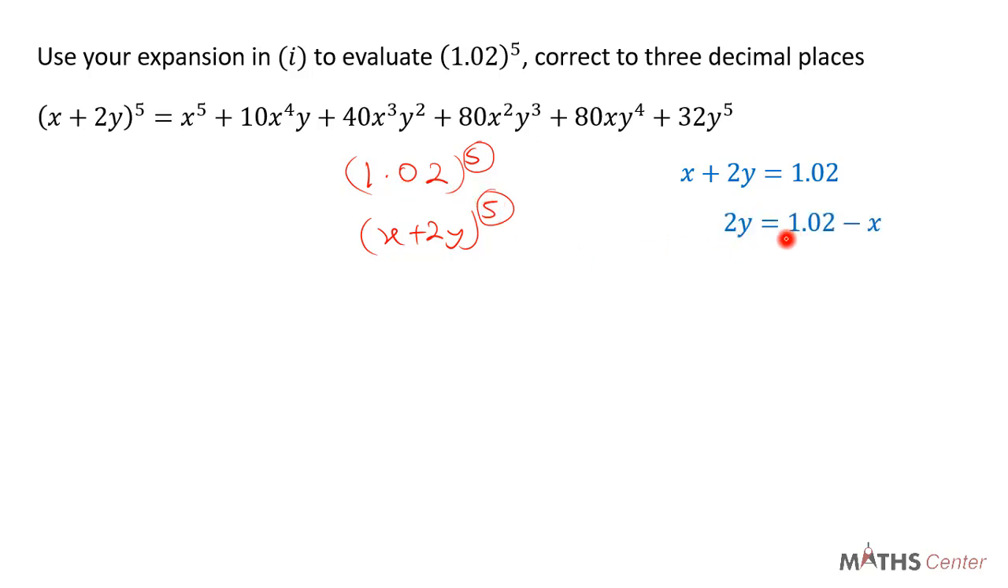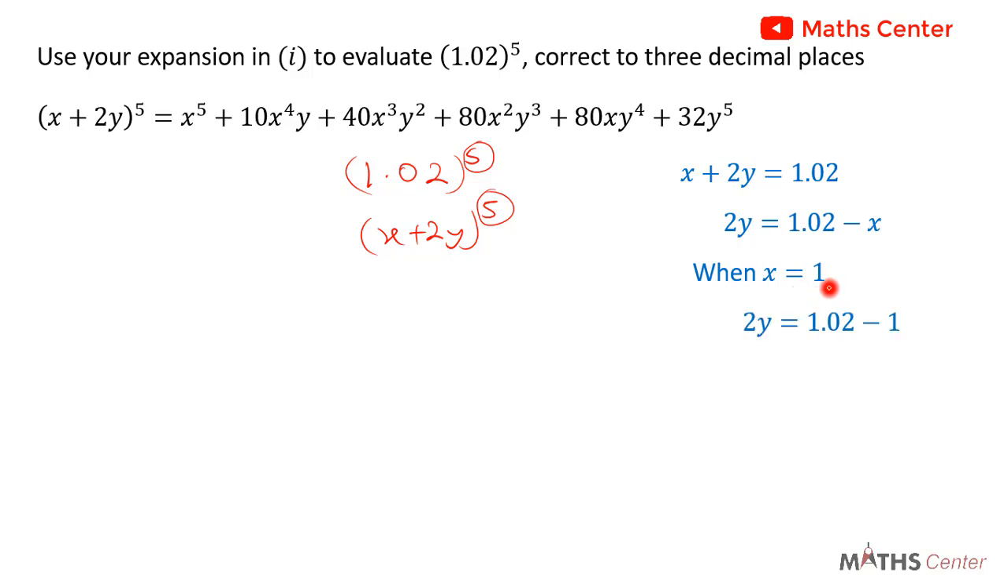Here, I'm going to make y the subject, so I'm going to write 2y is equal to 1.02 minus x. Just as we did in the previous example, here too, I'm going to assume a value for x and substitute it into the equation. Then I'll get a corresponding value for y, so that I can substitute those x and y values into the expansion to get the value of 1.02^5. Like I said in the previous example, you can choose any value for x except 0. But I would advise that you choose smaller values for x so that your calculations do not become complicated. So here I'm going to choose x is equal to 1.